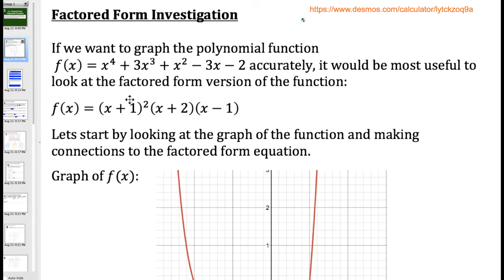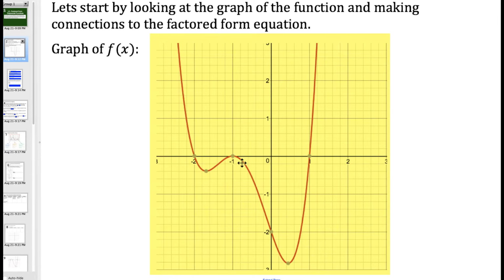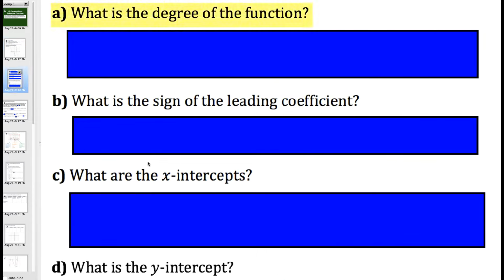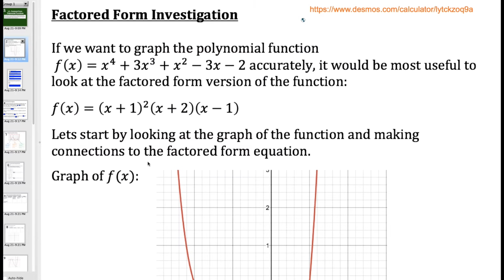So I've given you three versions of the function here. Standard form equation, factored form equation, and its graphical representation. Let's answer some questions using those pieces of information. Part A says, what's the degree of the function? That's most easily found from the standard form version. We just look at the highest degree term in the standard form version of a polynomial function. The highest degree term is the x to the 4 term. Therefore, the degree of the polynomial function is 4.